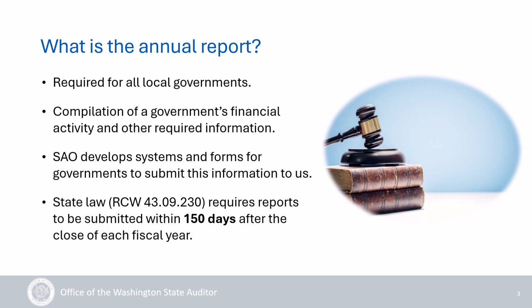To get through this training, we all need to have a basic understanding of what the annual report is and the overall requirements for it. The annual report is required for all local governments in the state of Washington, regardless of size. It's essentially a compilation of a government's financial activity and other information about how the government functions and operates for the reporting year. The State Auditor's Office develops systems and forms for governments to submit this information to us and helps to ensure efficiency, accuracy, and compliance with uniform accounting.